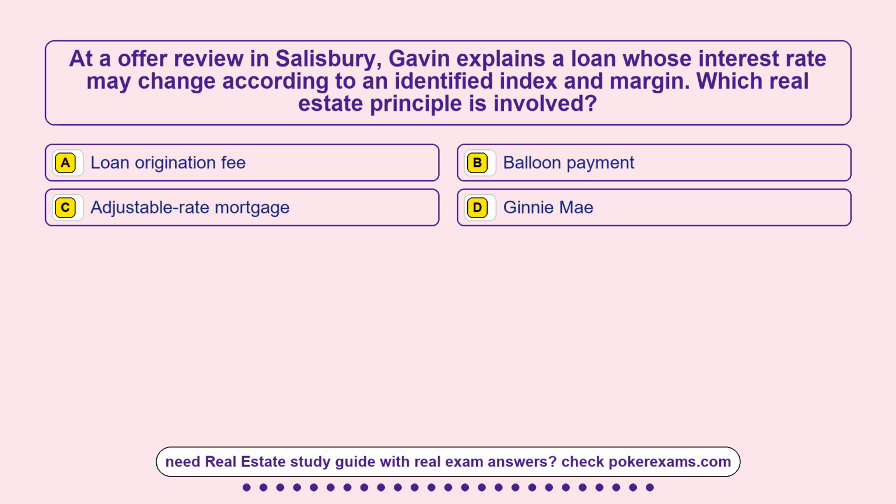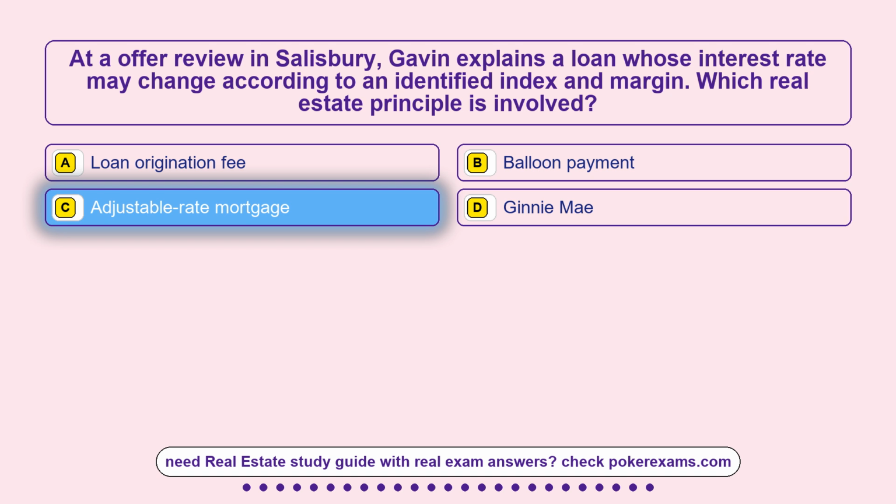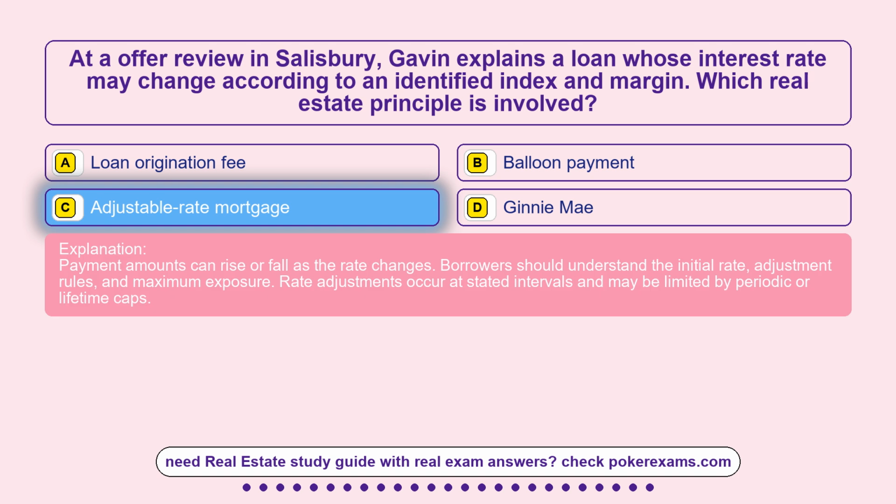Question 16. At an offer review in Salisbury, Gavin explains a loan whose interest rate may change according to an identified index and margin. Which real estate principle is involved? Option A, loan origination fee. Option B, balloon payment. Option C, adjustable-rate mortgage. Option D, Ginnie Mae. The correct answer is option C, adjustable-rate mortgage. Payment amounts can rise or fall as the rate changes. Borrowers should understand the initial rate, adjustment rules, and maximum exposure. Rate adjustments occur at stated intervals and may be limited by periodic or lifetime caps.